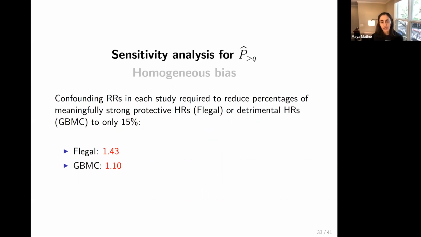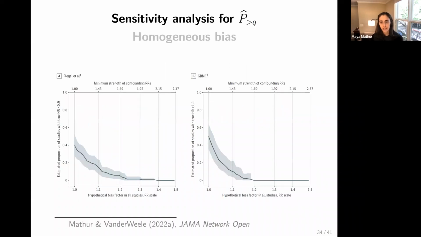And so that was considering one particular numerical summary. So it's saying, let's consider specifically reducing the percentage of meaningfully strong effect sizes to 15%. But we could also look at this more continuously. What we could do, for example, is plot the strength of confounding risk ratios in each study for each meta-analysis and consider the effect that has on the estimated proportion of meaningfully strong effect sizes.